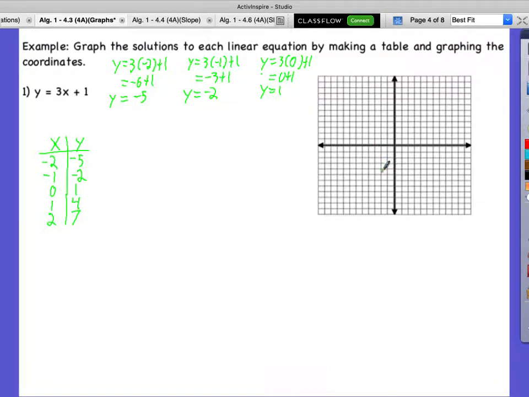-2, comma, -5. -1, comma, -2. 0, comma, 1. And 1, comma, 4. And 2, comma, 7. Now, if we plot these correctly, what do we notice? These form a straight line, okay?